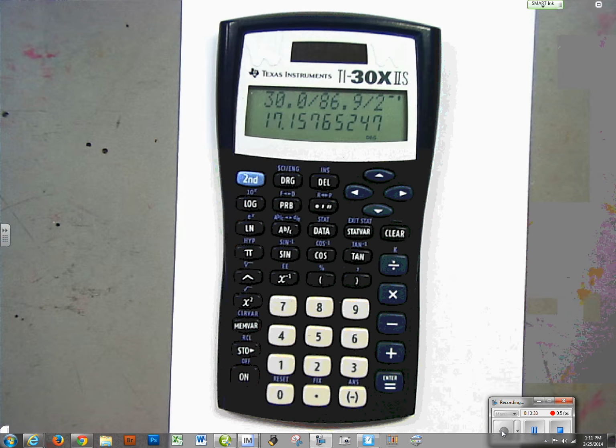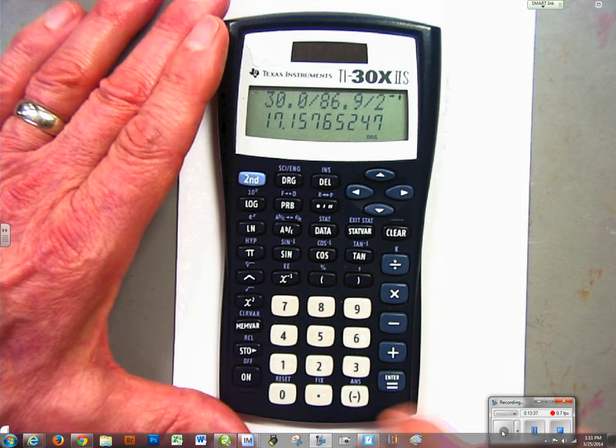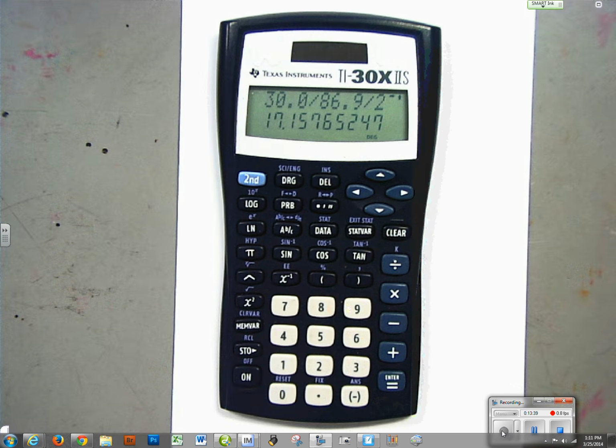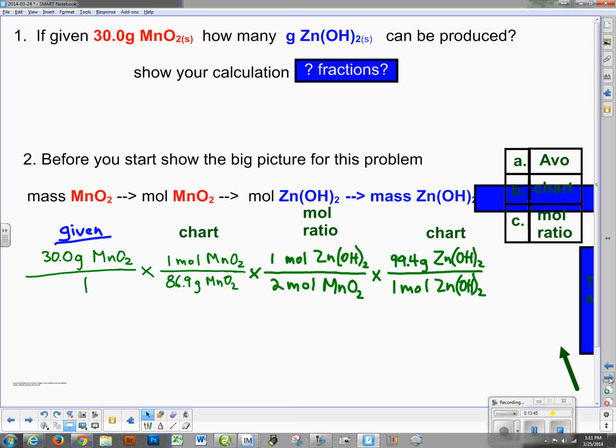17.2 if I round. And that is what we were looking for as our answer, which we can go back now and put in. So 17.2 goes on this screen, and that's 17.2 grams of zinc hydroxide. And that is it. That's our answer.